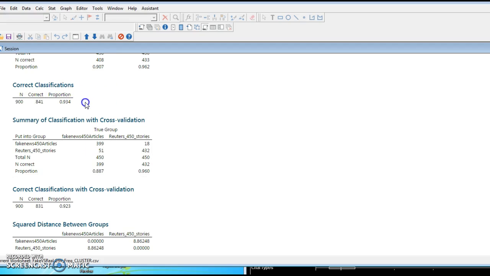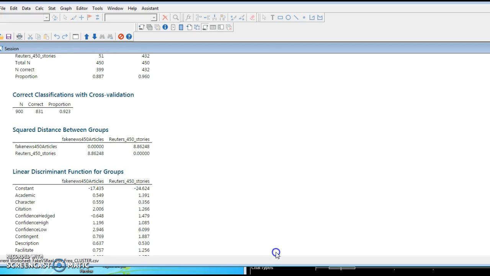So in the overall box score, when we didn't use cross-validation, of the 900 texts we had, because we had 450 fake news and 450 real news, out of 900 we were correct 841 times, which is a whoppingly good 93% accuracy. When we go to cross-validation, we lose about 10 correct points, from 841 correct to 831 correct, so now we lose 1% of accuracy, but still very, very accurate, 92%.